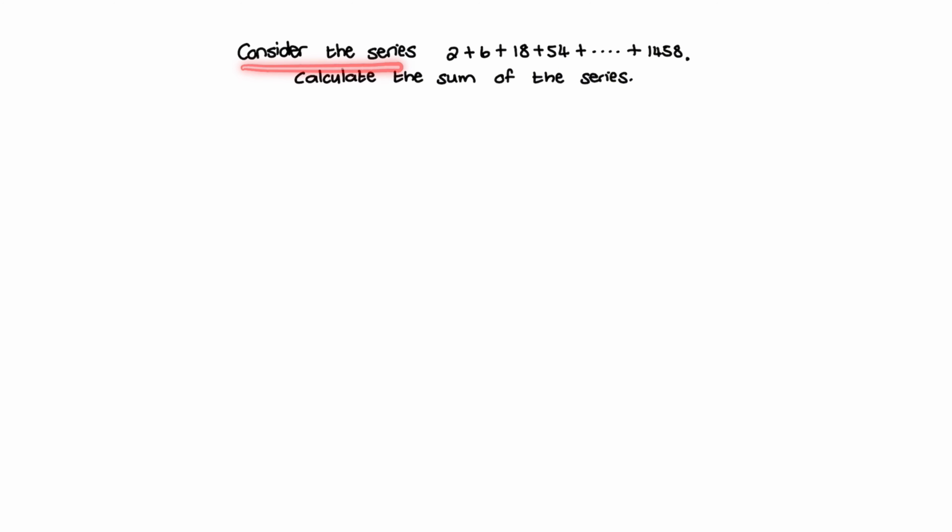Consider the series 2 plus 6 plus 18 plus 54 all the way to the last term of 1458. The question says, calculate the sum of the series.